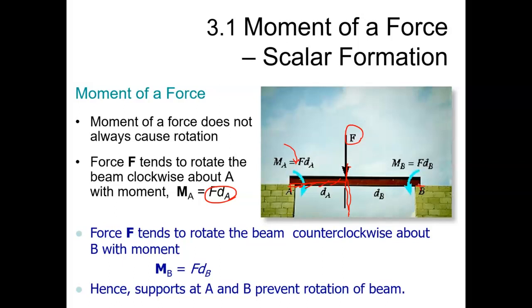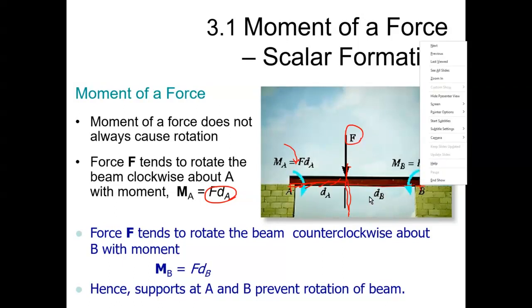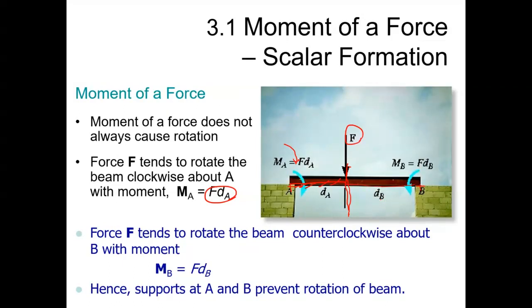Extend that line of action, draw a normal from point of rotation to here. That's the shortest distance, dB. So the second rotational effect is here. But the first rotational effect is negative. The second rotational effect is positive. If I want to combine them together, I have to take the second one away from the first one.